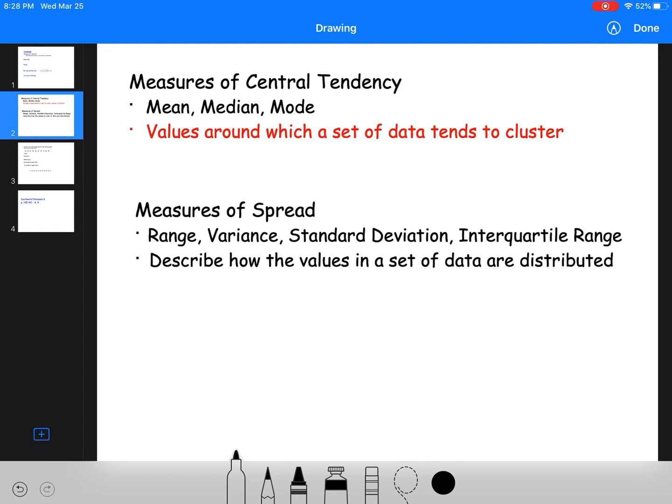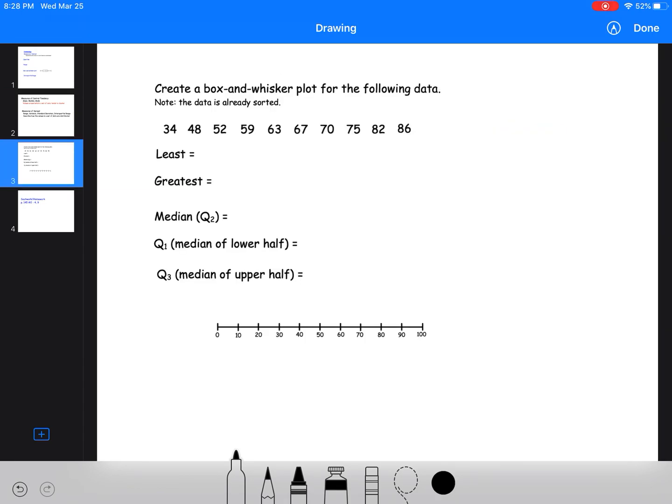All right. Measures of central tendency. So you should really know mean, median, and mode. We've talked about those already. They're values around which the data tends to cluster. Measures of spread are like range, variance, standard deviation, interquartile range. They describe how the values are distributed. Okay, so how are they spread out? What we're going to look at today is just the quartiles.